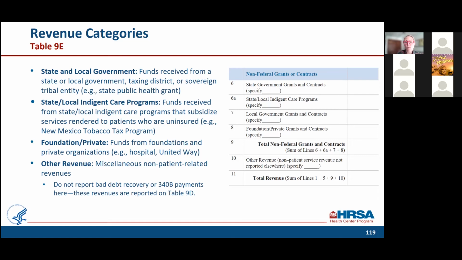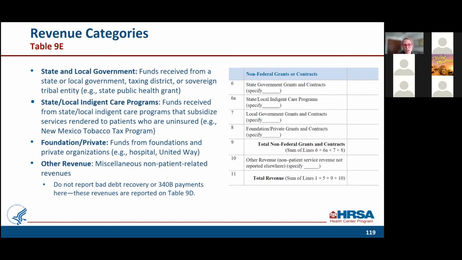The Ryan White HIV/AIDS program, part A, is reported in line 7, local government. The Ryan White HIV/AIDS program, part B, is reported in line 6, state government. Part D, funding from the HIV/AIDS Bureau, is on line 3. Any foundation or private funds, like hospital or United Way, there's a section for those as well, line 8.